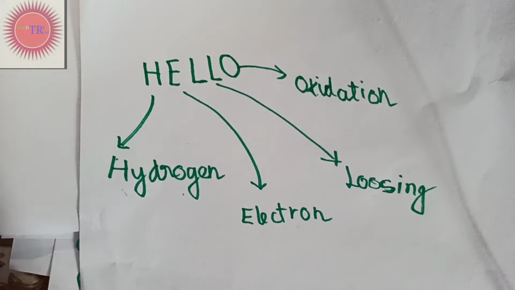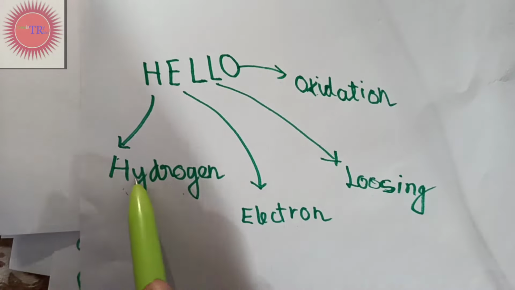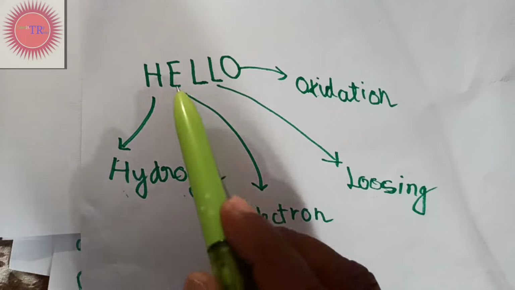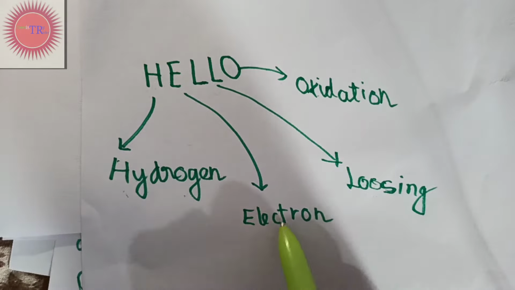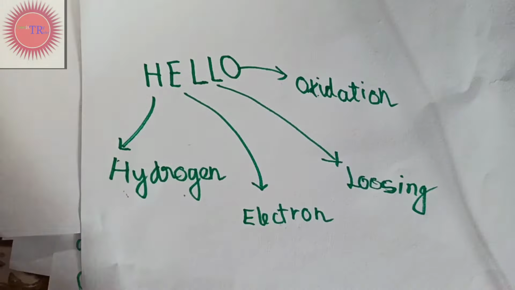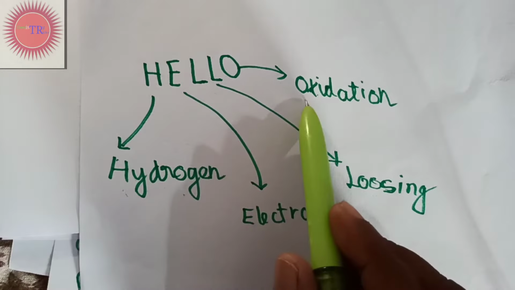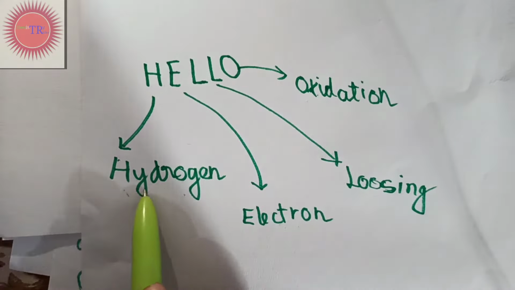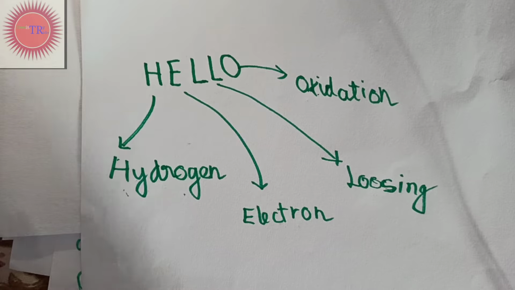It means losing of hydrogen and losing of electron is called oxidation. You have to learn: losing of hydrogen and electron is called oxidation.